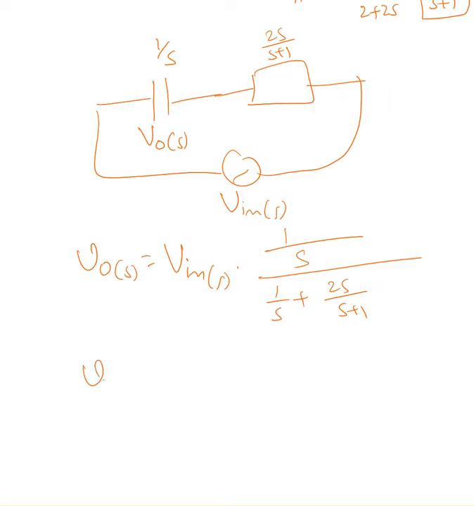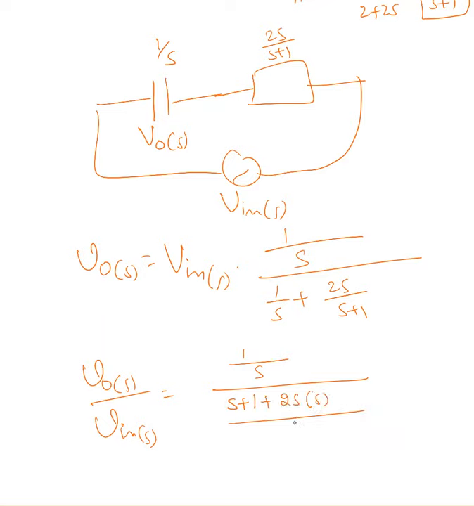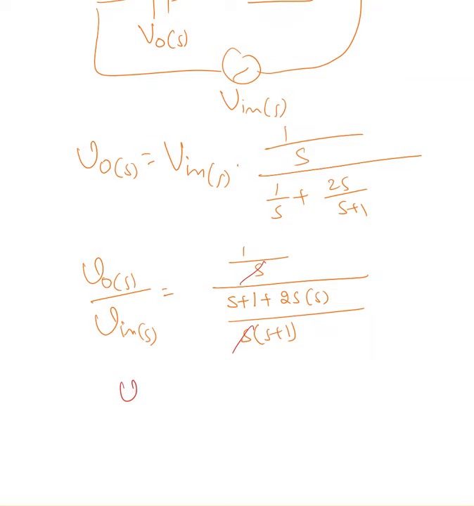Okay, so V0 of S over V in of S equal to 1 over S. I'm going to do the LCM in the denominator. So S plus 1 plus 2S times S over S times S plus 1. The S's get cancelled out. I will end up with V0 of S over V in of S equal to S plus 1 over 2S square plus S plus 1.